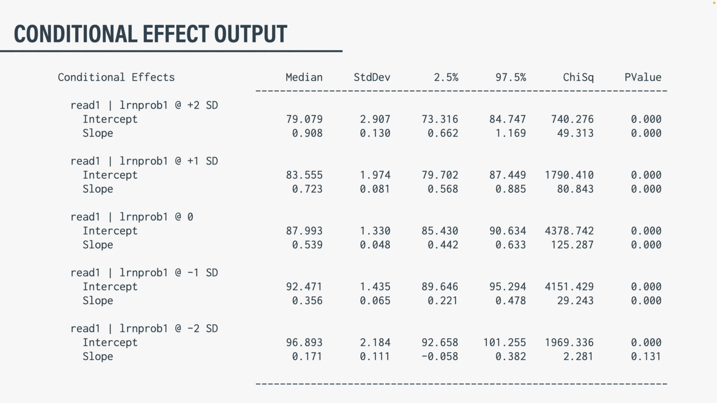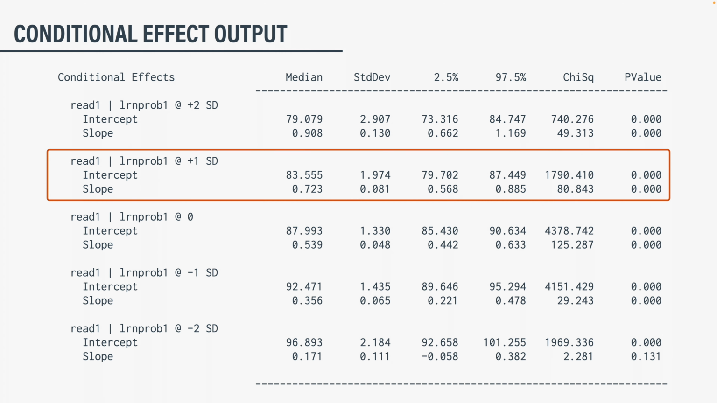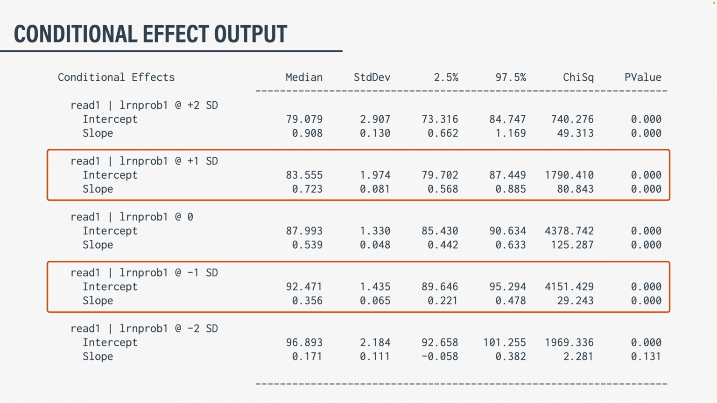The simple command produces conditional effects or simple slopes at plus or minus 1 and plus or minus 2 standard deviations from the mean. We can see that the slope at 1 standard deviation above the learning problems mean is nearly twice as large as the slope at 1 standard deviation below the mean.